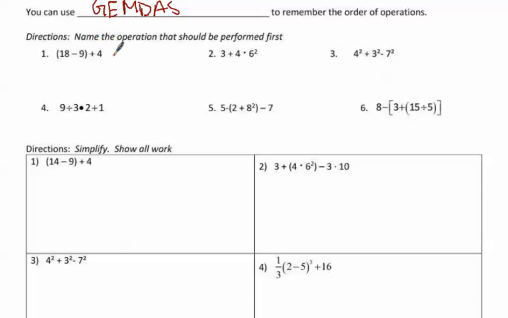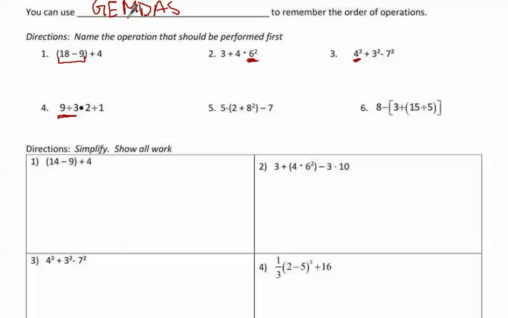Let's name the operation that should be performed first. In problem 1, you want to do 18 minus 9 first, because that's grouping. Problem 2, there is no grouping, only exponents, so that's what you do first. Problem 3, you want to do the exponents to the far left first. Always go from left to right. Problem 4, you do 9 divided by 3 first.